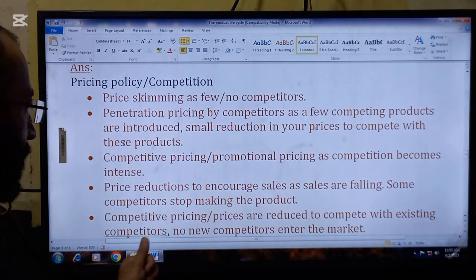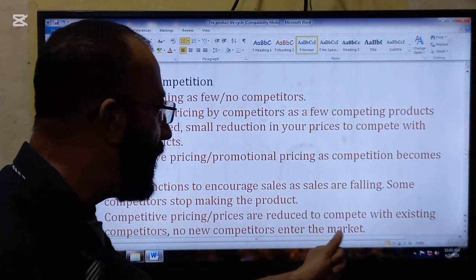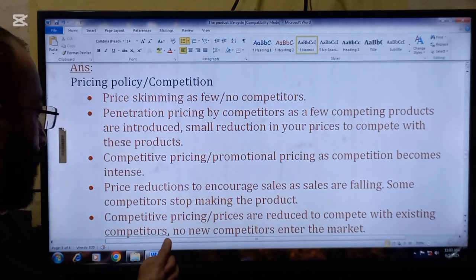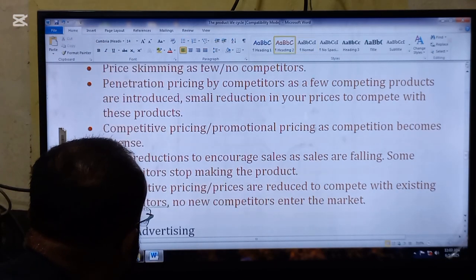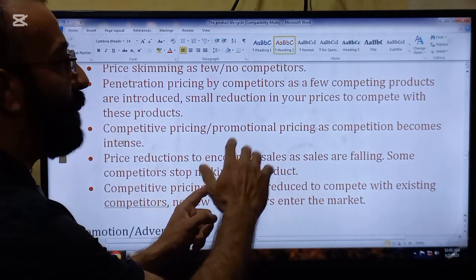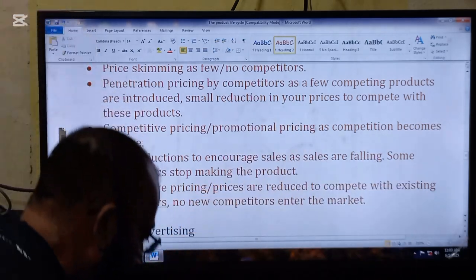After that, competitive pricing, prices are reduced to compete with existing competitors. No new competitors enter the market. So this will be the next stage. So these are the stages of the pricing in the life cycle.